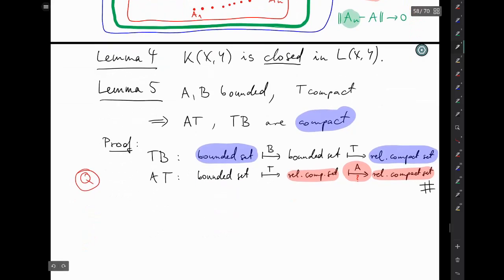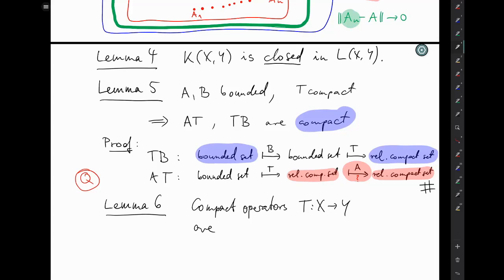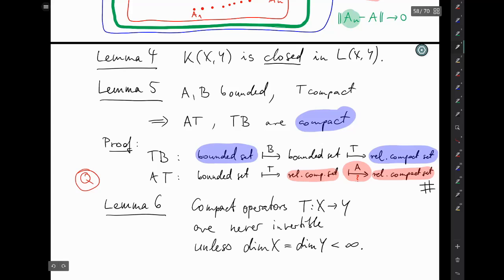Okay, and now finally here's lemma 6 on compact operators. Compact operators, let's say T, like we did before, from X to Y, are never invertible unless we are in the finite dimensional setting, in which case the dimension of X and the dimension of Y have to be the same in order to guarantee you an invertible operator between X and Y. But if that's not the case, then a compact operator can never be invertible.